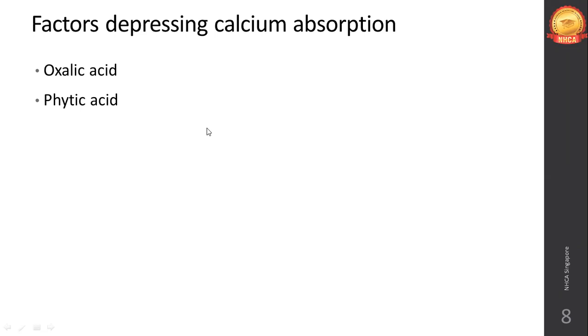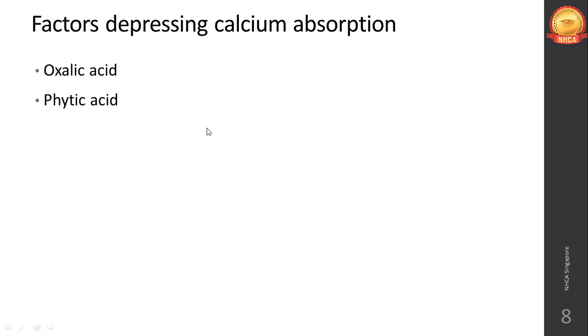Phytic acid is again present in whole wheat. So if you are having whole wheat flour in your diet, and at the same time you are having some calcium-rich food, it will lead to calcium phytate, again an insoluble component. So it will not just reduce the calcium absorption, but it can also reduce the vitamin D absorption as well, because of the presence of phytic acid.